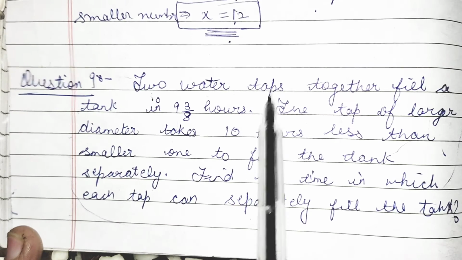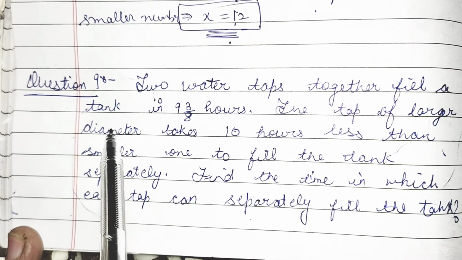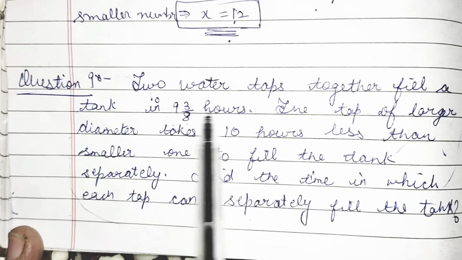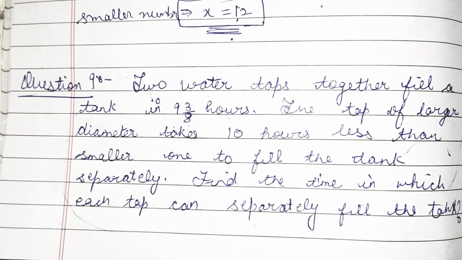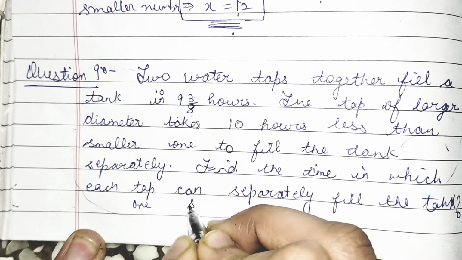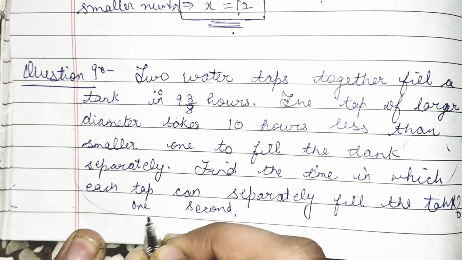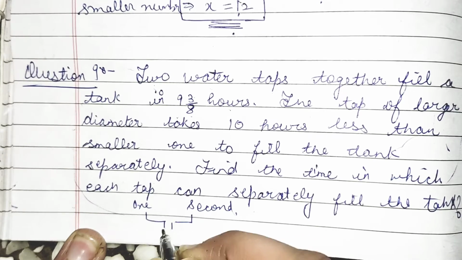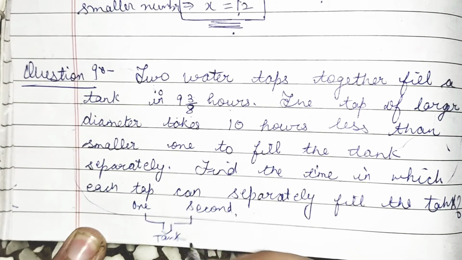Two water taps together fill a tank in 9 3 by 8 hours, right? So there are two water taps, one and second. Two water taps are there. They are filling a tank in how much time?